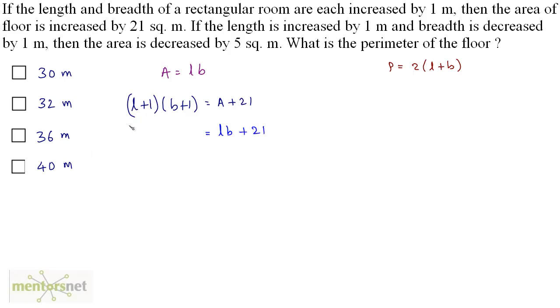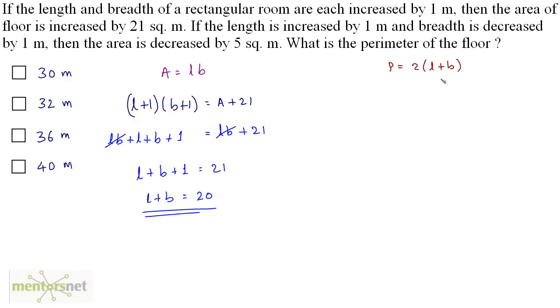On the left hand side, let us solve this. L times B plus L plus B plus 1 times 1. So this LB and this LB get cancelled out. What you have is L plus B plus 1 is equal to 21. And therefore, if this 1 goes to the right, you have L plus B is equal to 21 minus 1, that's 20.